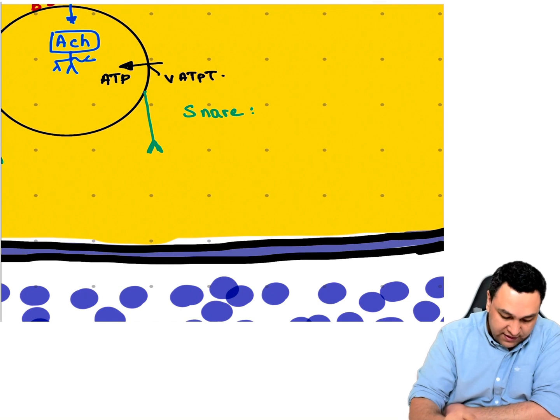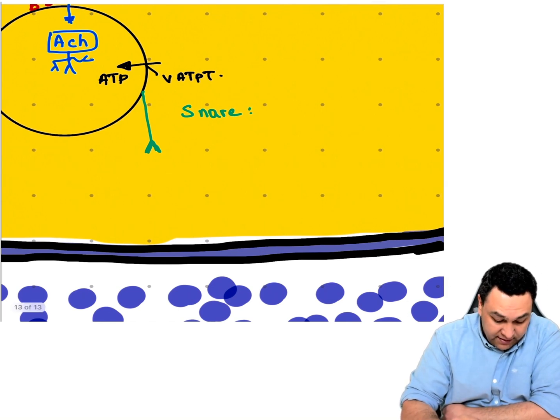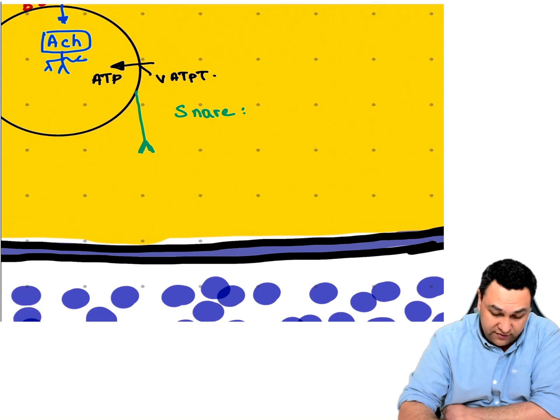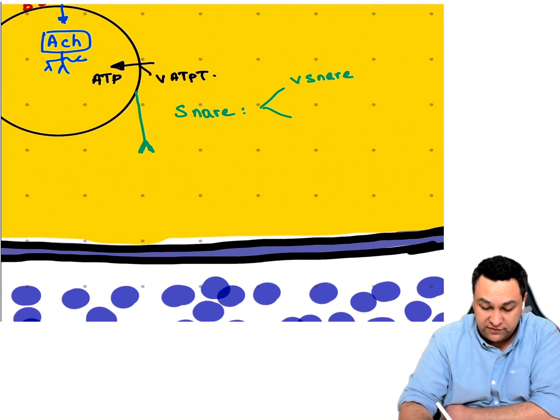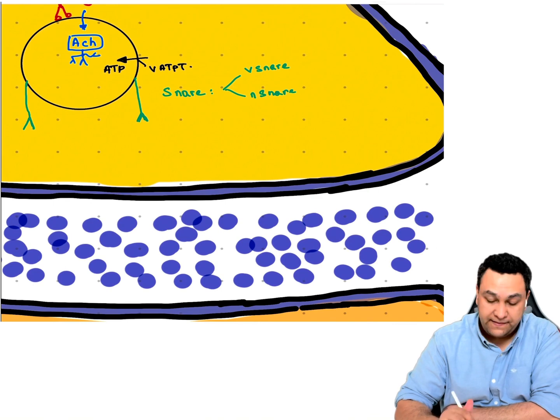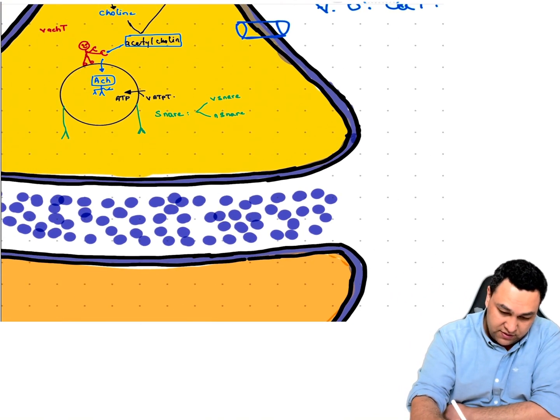Now the snare protein is actually an ethanolamide sensitive factor. So vesicular ethanolamide factor. Now there could be two different types of snare protein, which could be vesicular snare protein and the membranal or neuronal snare protein. Now the neuronal snare proteins are located, as you understood from the name, on the membrane of the neurons here. So let me just show it to you.